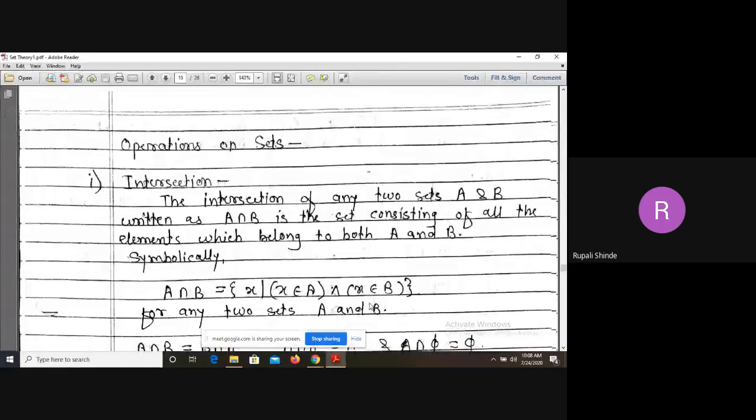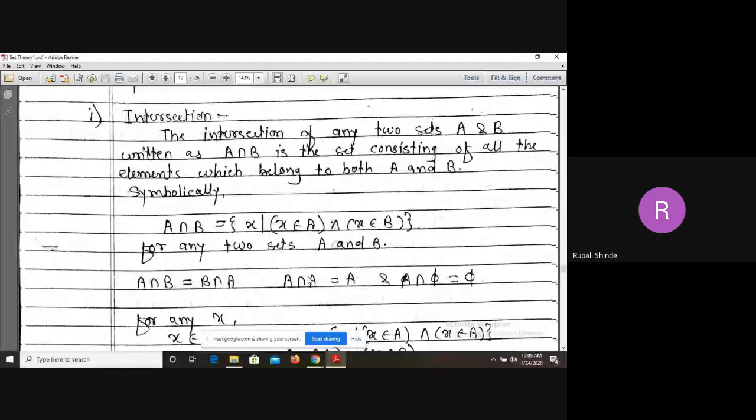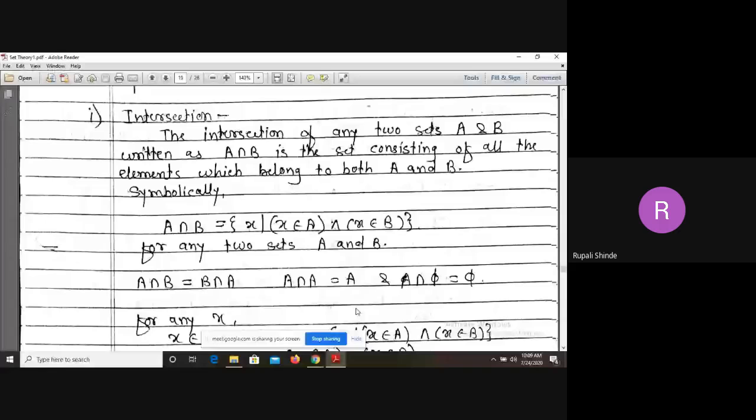Then there are some equalities, like A intersection B is equal to B intersection A. Again, A intersection A is equal to A, and A intersection phi is equal to phi. Here we have to see the proofs for all these statements. Before that, take the definition for intersection and its symbolic representation.